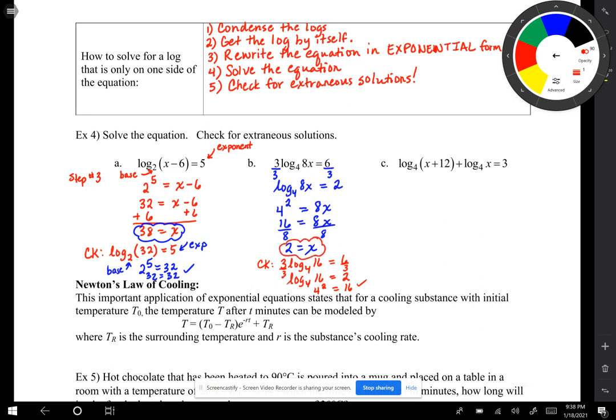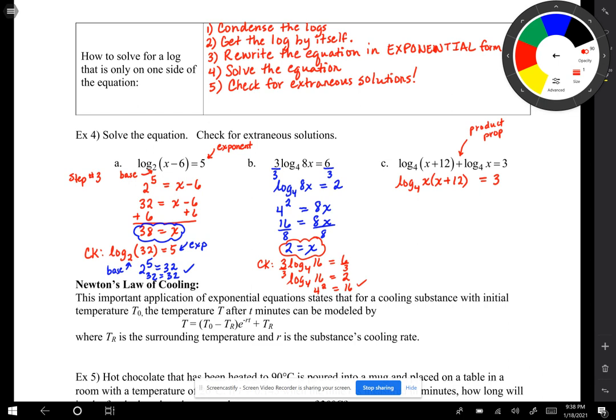Okay, and our last one. Notice step 1 you must do because you have logs appearing multiple times. You can only have the word log appear once on any side of the equation. So we want to condense it. Because we see the plus sign here, we want to use the product property. So we would write that as log base 4 of x times x plus 12. I put the x in front because it's a single letter, equals 3. So now we only have log appearing once. So step 1 is done. Step 2, the log stuff is by itself, so that's good.